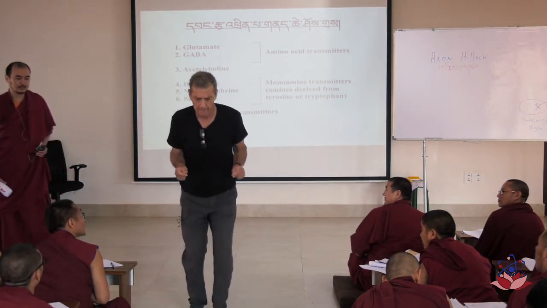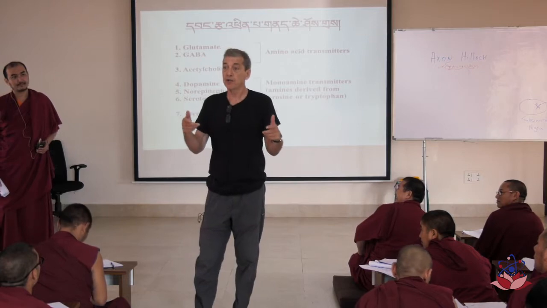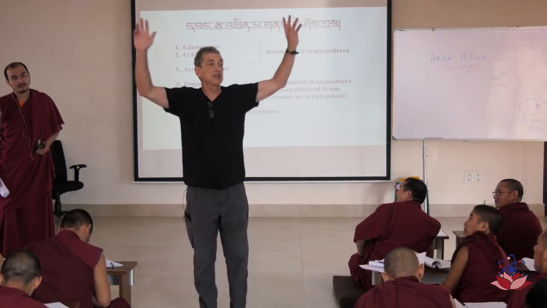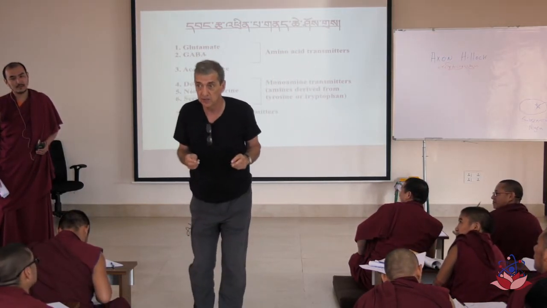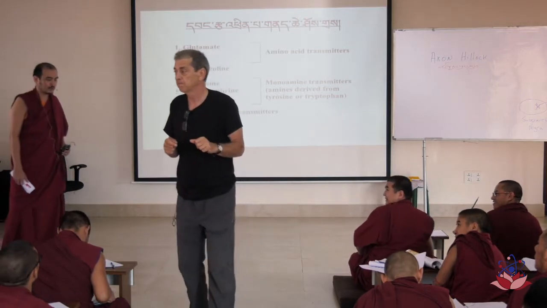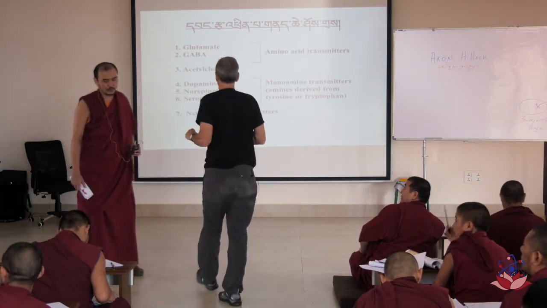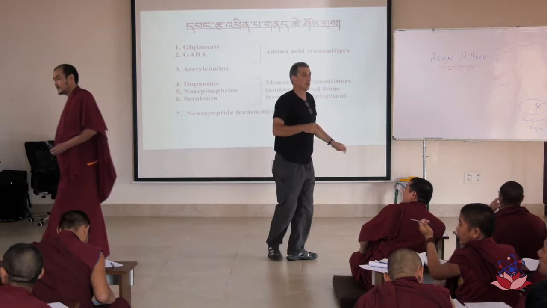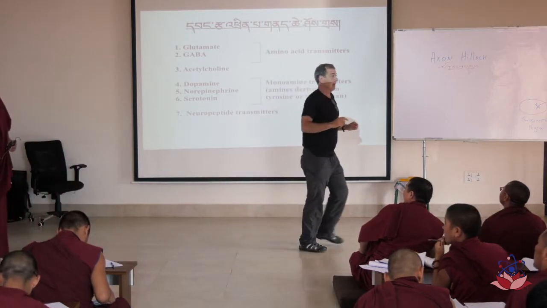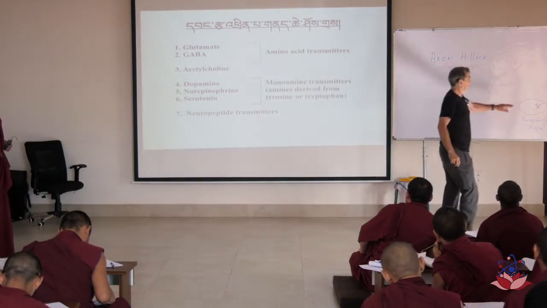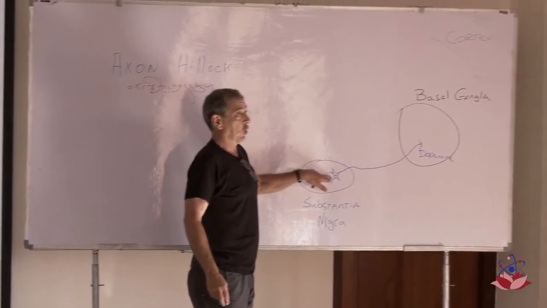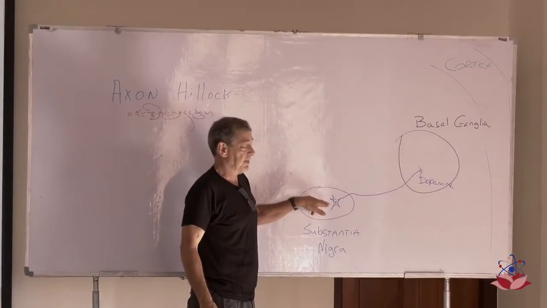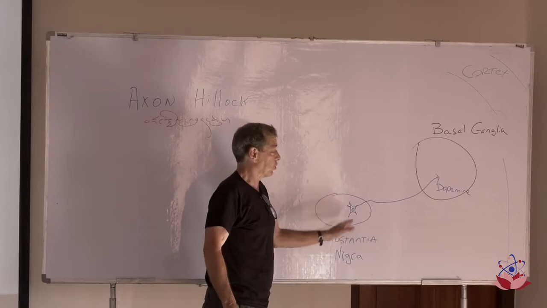Okay, severe Parkinson's disease. Has anyone seen someone with Parkinson's disease? Yeah? You've seen? Yeah. And what happens is that these neurons, dopaminergic neurons that make dopamine, are destroyed.